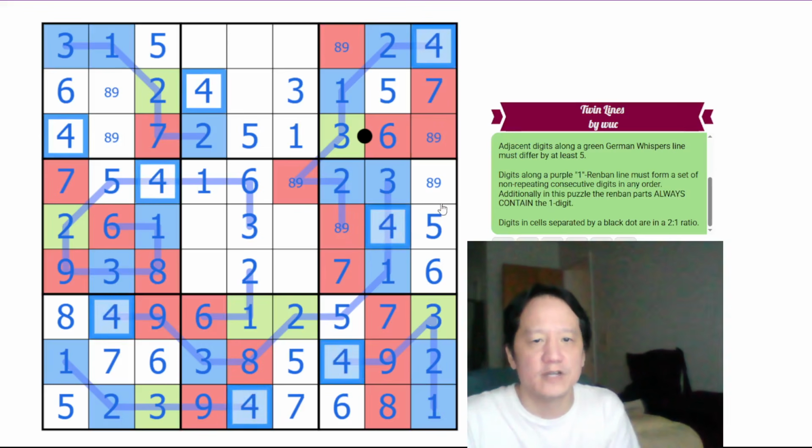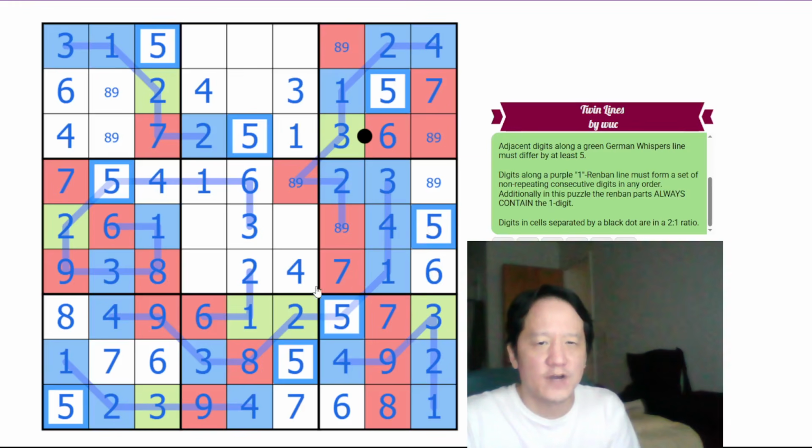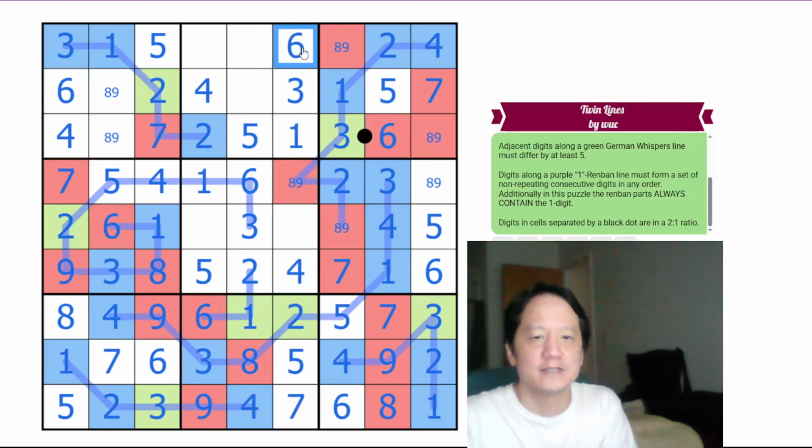We now have 8 4s. We know where the last 4 has to be. It has to be there. 5. We have 8 5s. We know where the last 5 has to be. It has to be there. 6s. We have 8 6s. We know where the last 6 has to be. It has to be there.